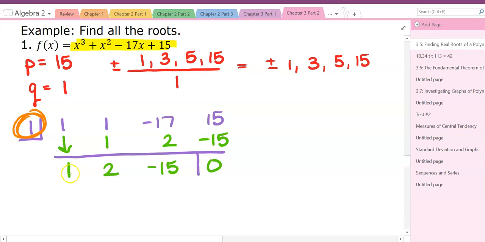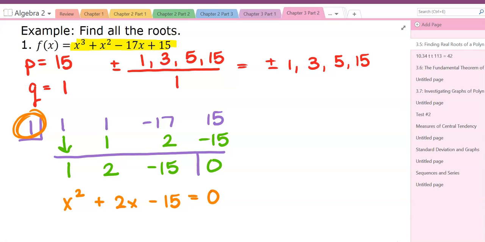So now I'm going to take my 1, my 2, and my negative 15 and write a new polynomial. So remember, my problem up at the very top there started x to the third. So this new one has to start x squared. So it'd be 1x squared, or just x squared, plus 2x minus 15. Let's see if we can factor it. Can you guys think of two numbers that would multiply to a negative 15 but would add to a positive 2?